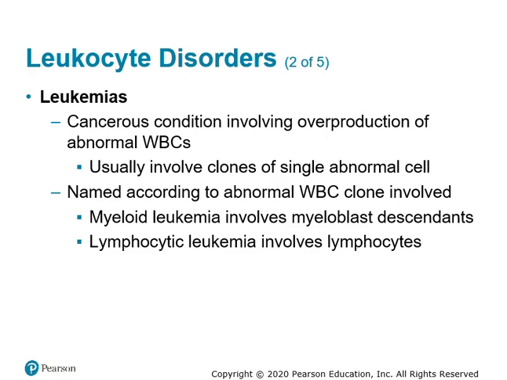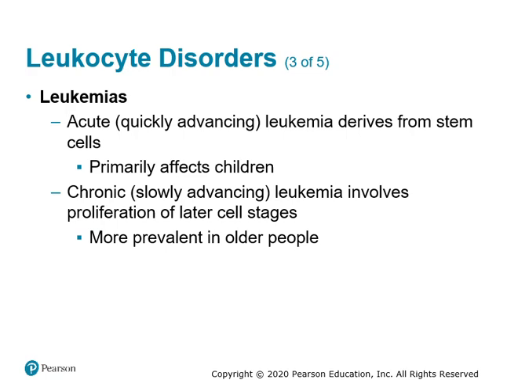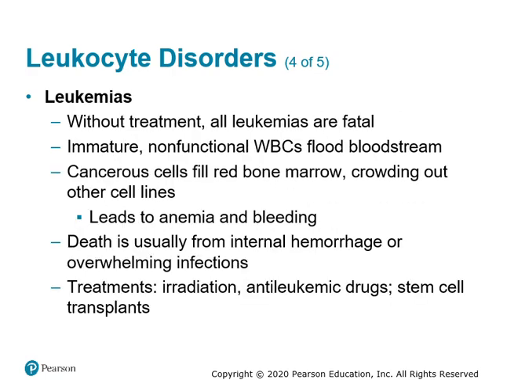So since it's named according to that abnormal white blood cell clone, myeloid leukemias involve the myeloblast descendants, and lymphocytic leukemias involve the lymphocytes. Unfortunately, acute or quickly advancing leukemias are derived from stem cells, and they primarily affect children. Whereas the chronic or slowly advancing leukemia involves proliferation of abnormal white blood cells from later stages in the developmental pathway, and they tend to be more prevalent in older people.